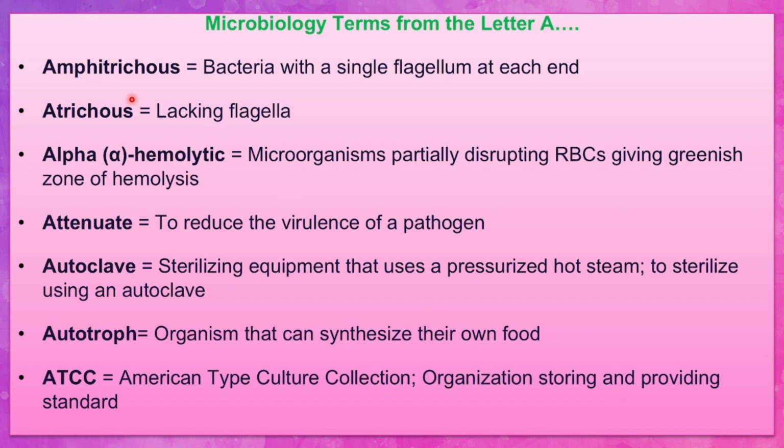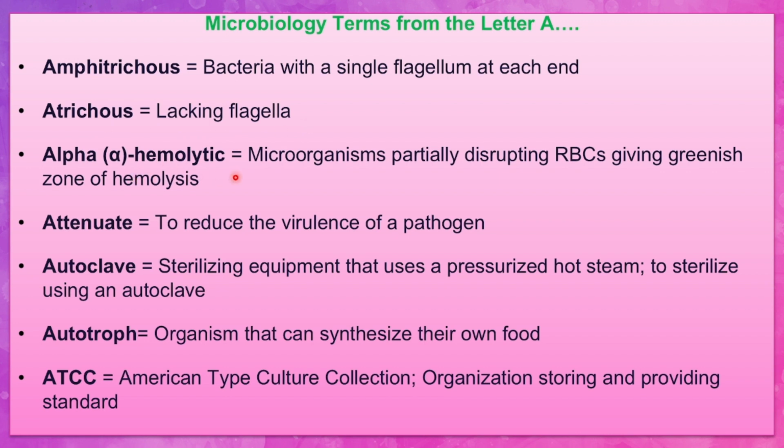Amphitrichous. Amphitrichous means bacteria with a single flagellum at each end. For example, a bacterium having a single flagellum on both sides or both ends. This bacterium is called an amphitrichous bacterium. Atrichous, A means without. So these are those bacteria lacking flagella.